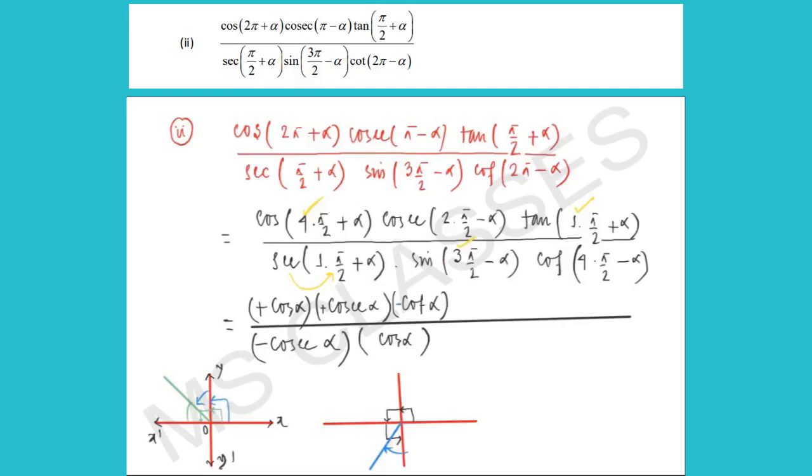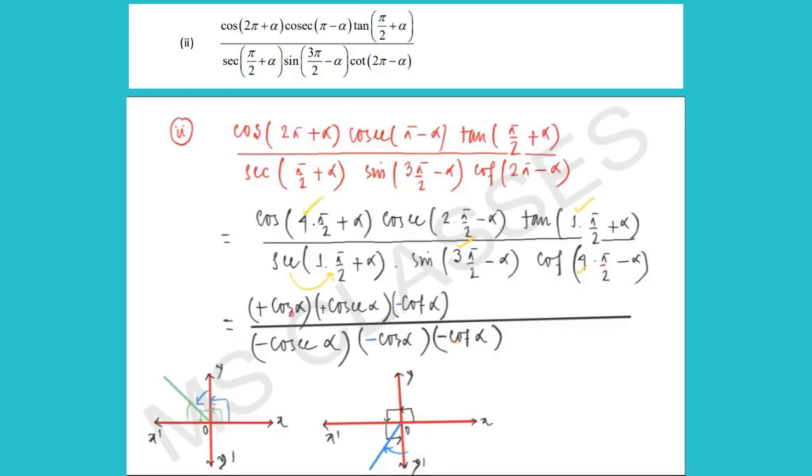So this will be minus. Now cot of 4 pi by 2. Here 4 means what? Even number. Even number means this will be cot alpha. Now which quadrant? 4 into 90 means one complete circle minus something. Minus something means clockwise, so it will terminate in the fourth quadrant. In the fourth quadrant, cot is negative.